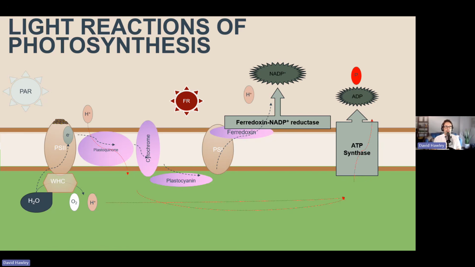But there's an interesting thing that happens right here. Photosystem 1 can be preferentially energized by far red light. So it doesn't need to be, but it can be. So let's show that. Far red light excites photosystem 1, and that electron is passed up through this enzyme called ferredoxin NADP plus reductase, and it's consumed in the creation of NADPH, which is an energetic molecule.